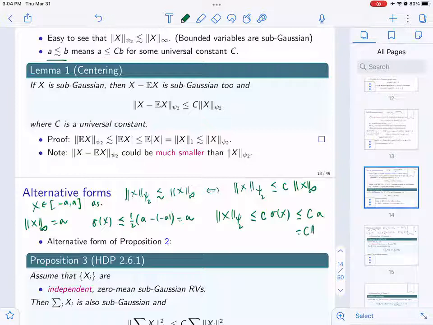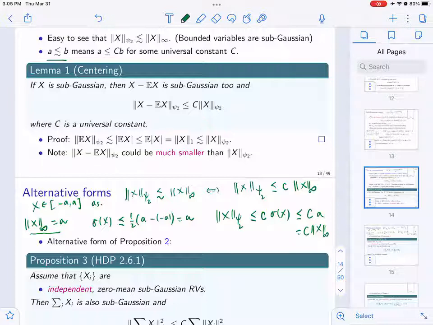This didn't quite work the way I want it, but you can take a to be just the smallest. So if this is equal to a, then x clearly is in negative a and a, almost surely, right? So this holds, and then you get this. So this is saying that the psi 2 norm is bounded by this, but this inequality, if you go through this, you prove that this is bounded by constant times x infinity.